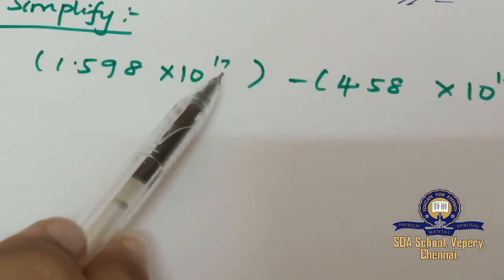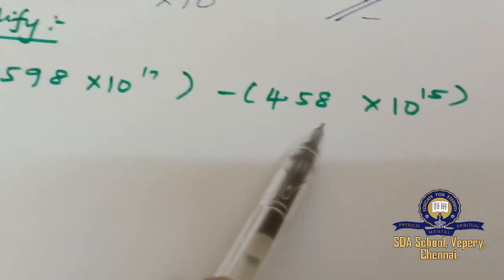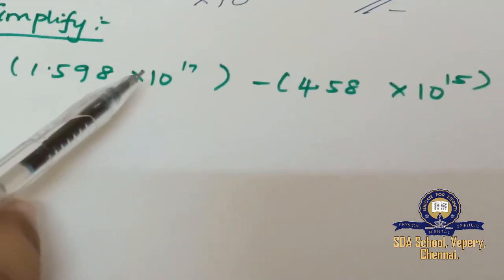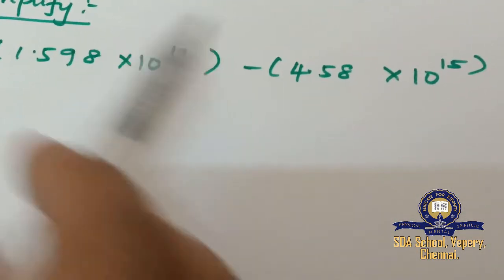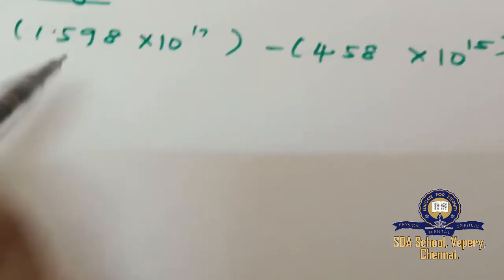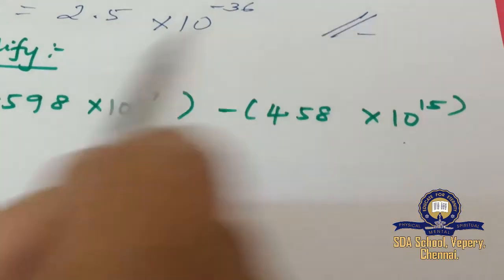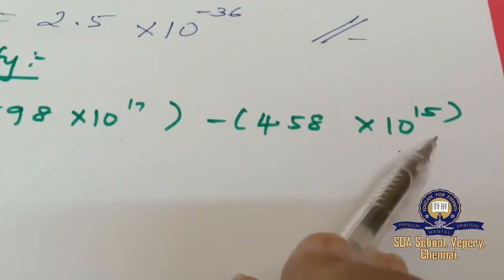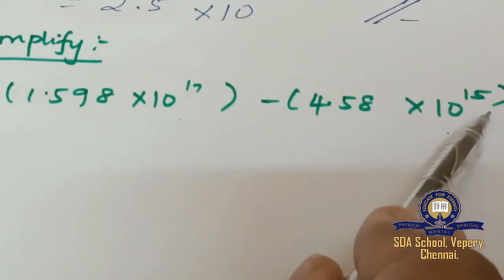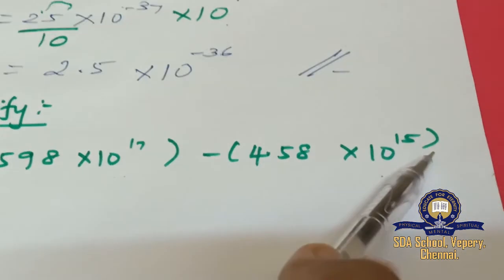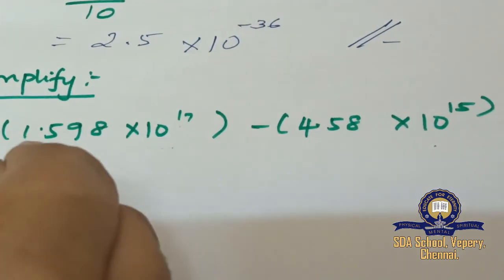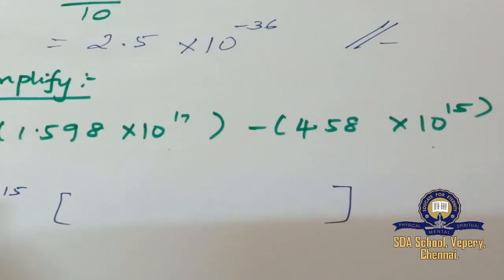Moving on to the fifth sum, second subdivision: 1.598 into 10 power 17 minus 4.58 into 10 power 15. This is the question given to me. It is not possible for me to subtract with such big numbers, so I have a shortcut method. Look at the powers of 10 on both terms. Take the least one; among 10 power 17 and 10 power 15, the least is 15. So I will take out 10 power 15.